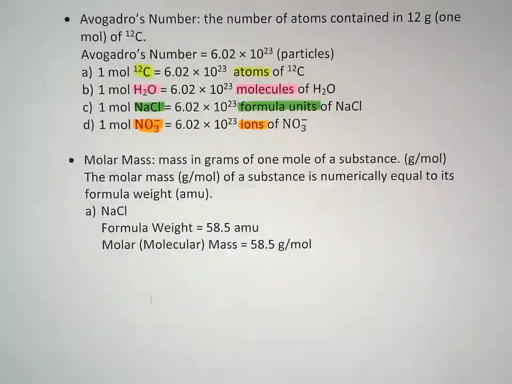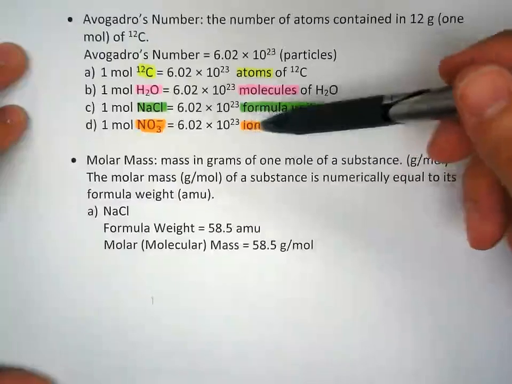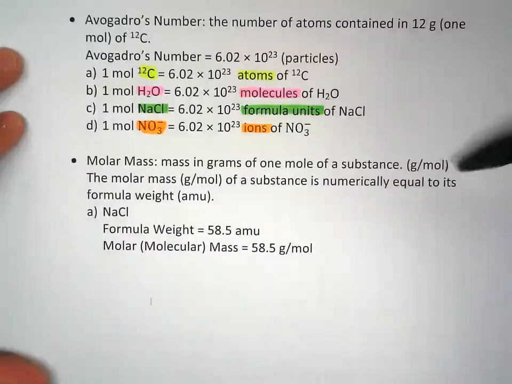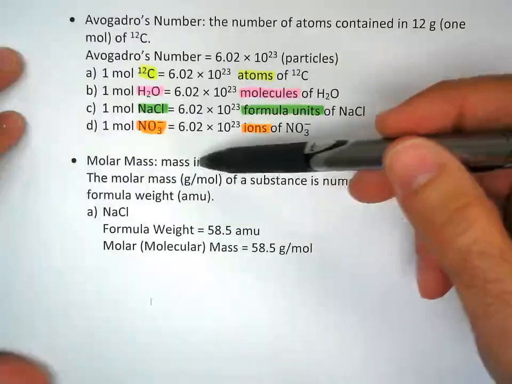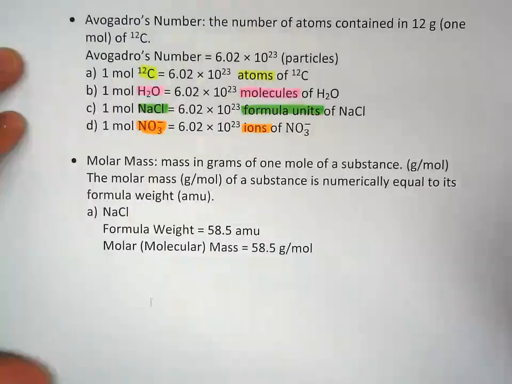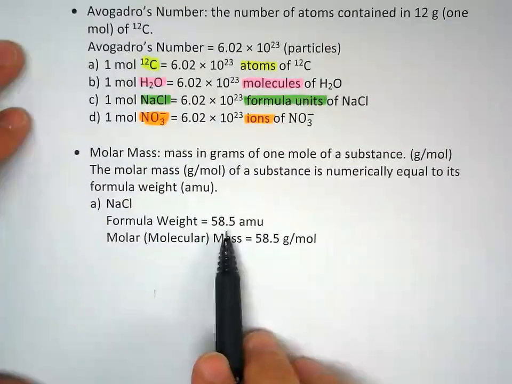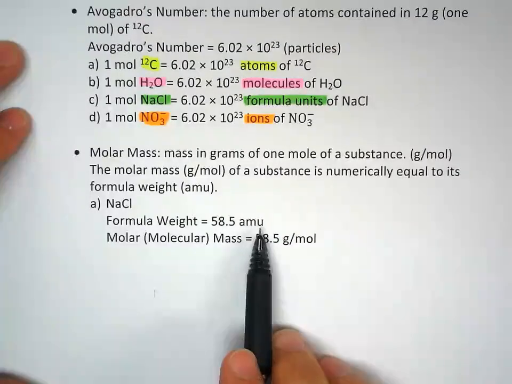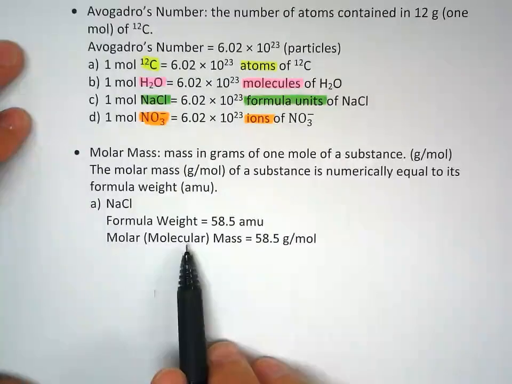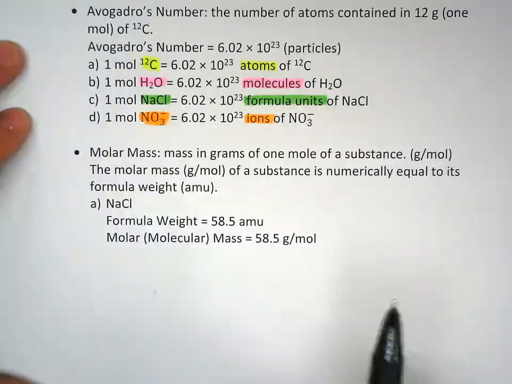Molar mass. This is the other part of stoichiometry. Molar mass is the mass in grams of 1 mole of a substance, labeled grams per mole. The molar mass of a substance is numerically equal to its formula weight in AMUs. So in other words, NaCl, the formula weight, is 58.5 AMUs, which means the molar, or also sometimes read as molecular mass, is 58.5 grams per mole. Same numbers.